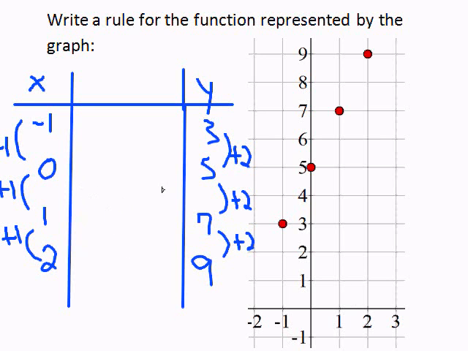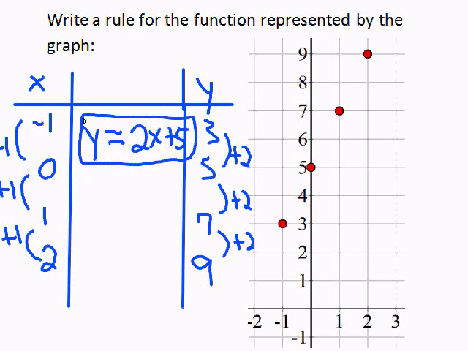Okay, I went and made a table for you. Notice the x values are increasing by 1 every time. The y values are increasing by 2. So the y values are increasing twice as much as the x values, plus 5. All of the x values, when you put them in for x, should give you the y values back out. So your function is y equals 2x plus 5.